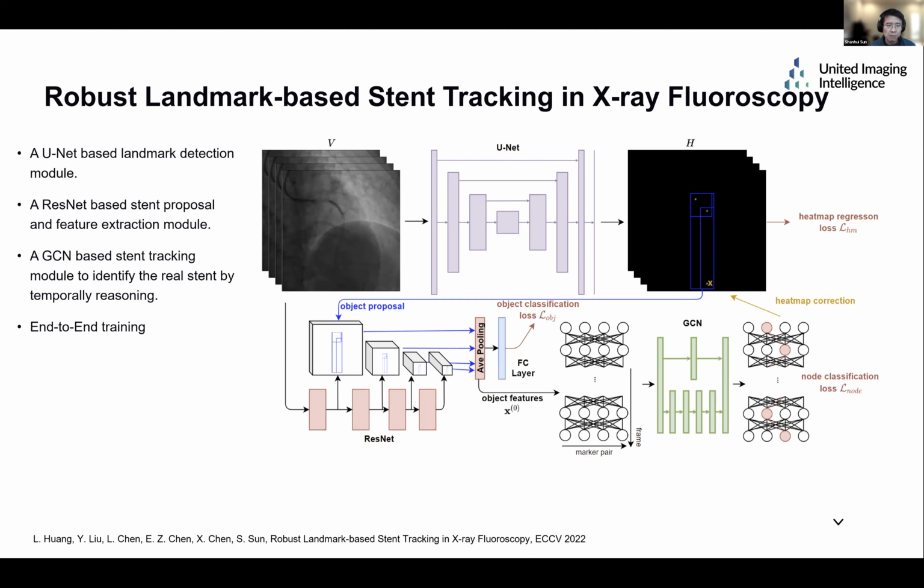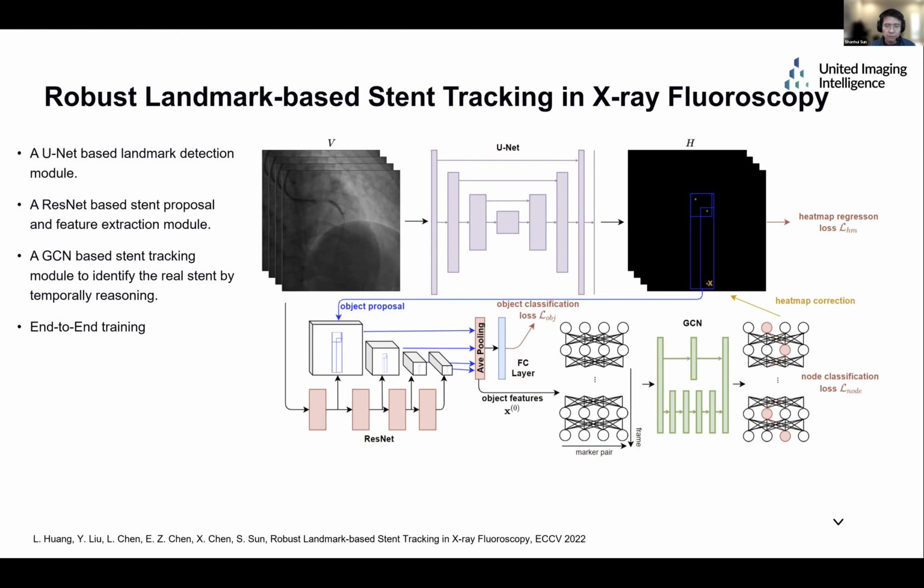And then in the next step, we utilize a graph convolutional neural network, and we do the stent tracking, and we try to identify the real stent by a temporal reasoning method. Basically, we establish the graph first. The graph nodes represent the stent proposals. We build the graph nodes for each frame, and between two frames, for each stent, we connect using the graph edge.